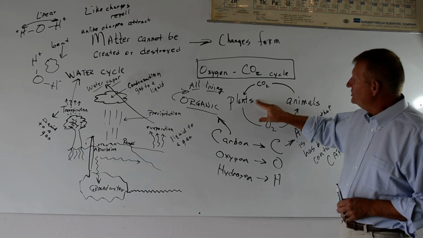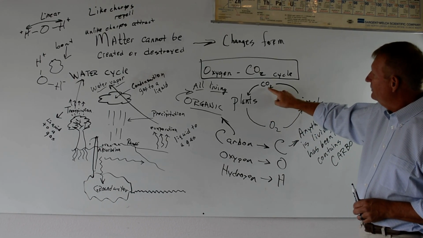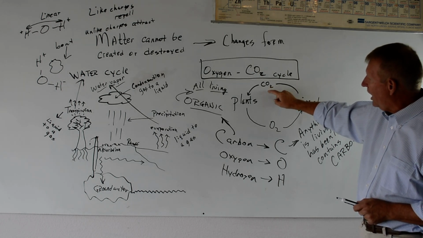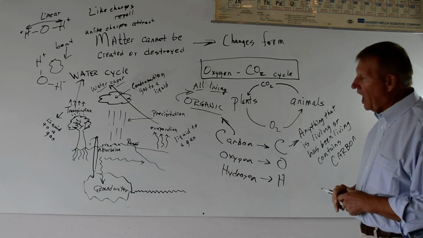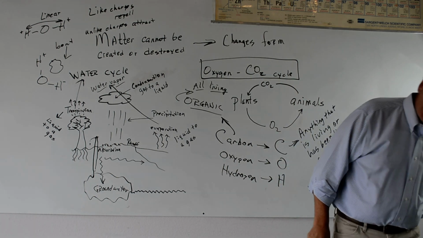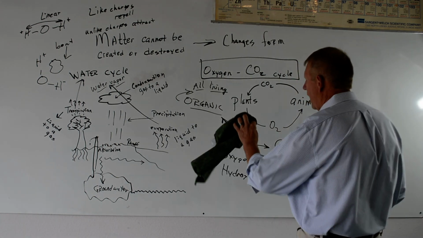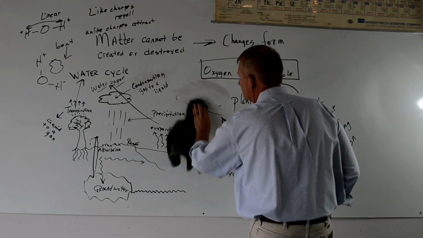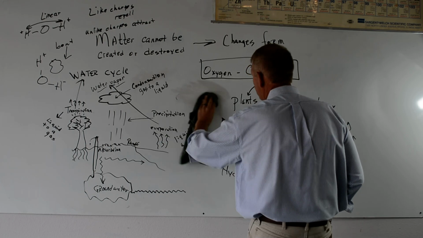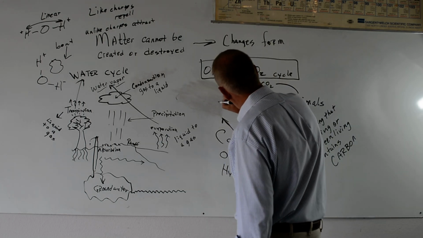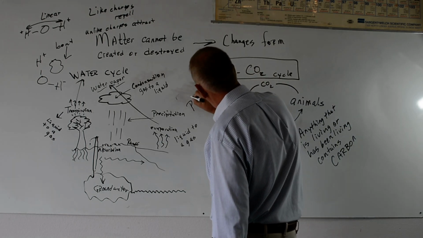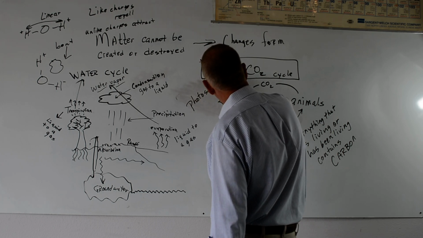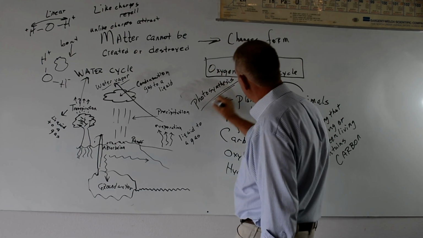So what do plants do? They take in carbon dioxide. Okay, so plants take in carbon dioxide and give off oxygen. Now, what's that process called? We know what that process is called. That process is called photosynthesis. Okay, so plants carry on what we call photo, meaning light. Synthesis meaning to make.